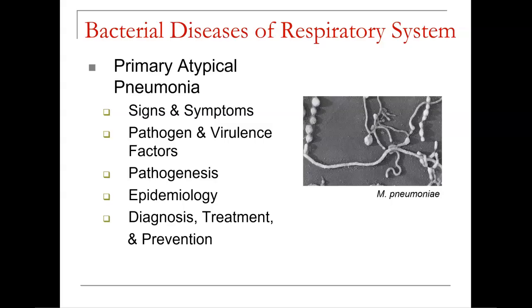Signs and symptoms of primary atypical pneumonia are going to be fever, malaise, sore throat, headache, excessive sweating, and persistent coughing. The pathogen is going to be Mycoplasma pneumoniae, and virulence factors are going to be the adhesion proteins that are found here. The pathogenesis: bacteria is going to attach to cilia, using cilia to stop its beating, so now it can't clear its airways.